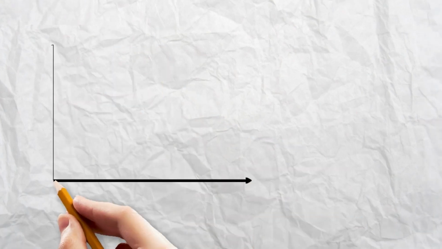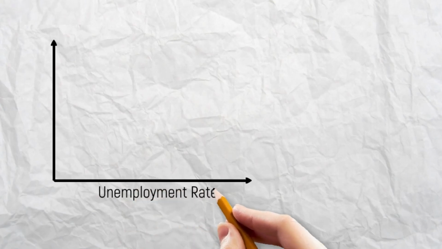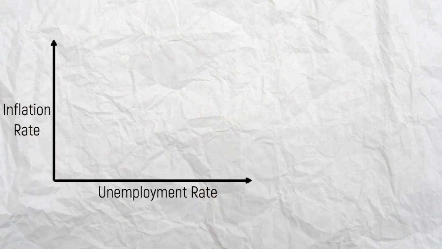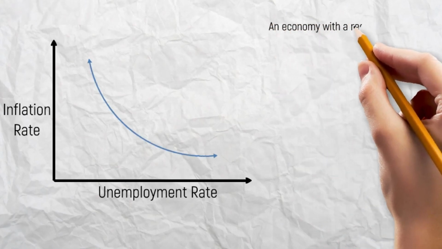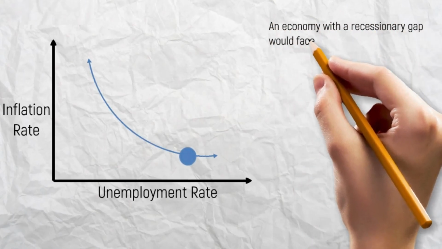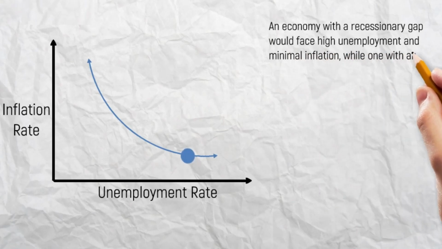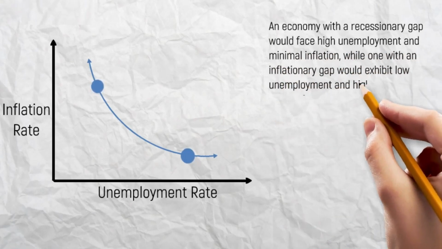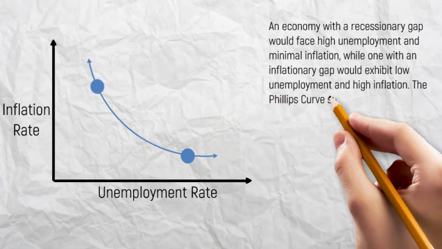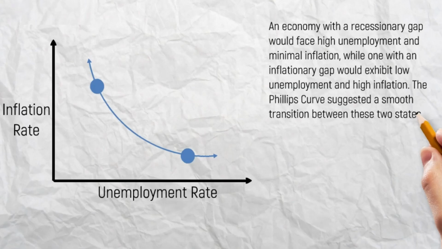The Phillips curve gained traction among economists in the 1960s, a period characterized by the belief that the economy typically experienced either a recessionary or inflationary gap. An economy with a recessionary gap would face high unemployment and minimal inflation, while one with an inflationary gap would exhibit low unemployment and high inflation. The Phillips curve suggested a smooth transition between these two states.